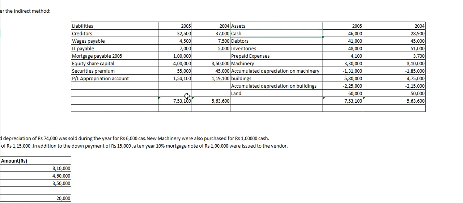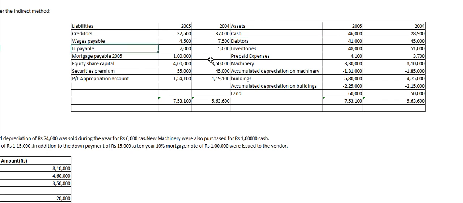Creditors, last year it is 37,000, the current year it is 32,500. It has decreased, so you will minus it. Wages payable also has decreased, it's a current liability, so you will minus it. IT payable, which is your provision for taxation, you will prepare a ledger account for this. Mortgage payable, last year it was 1 lakh, this year it is nil, which means we have paid our mortgage loan.